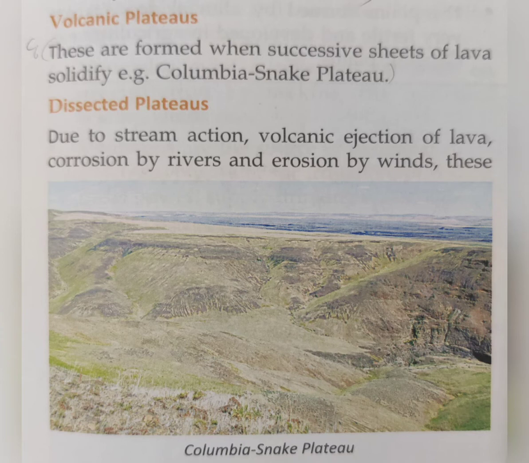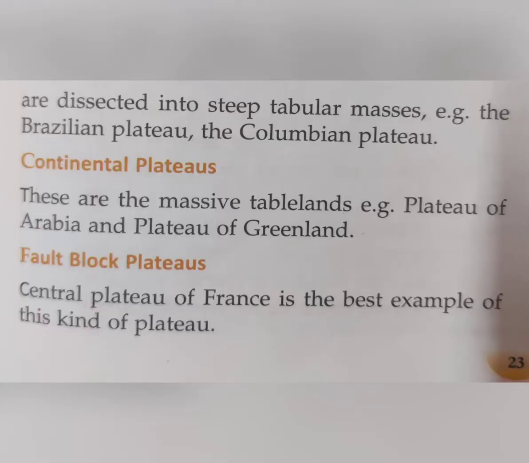The next type of plateau is the desert plateau. It is formed due to stream action, volcanic ejection of lava, corrosion by rivers, and erosion by wind. The photo shows the Columbia Snake Plateau. Erosion by wind cuts these into steep tabular masses. Examples are the Brazilian Plateau and the Colombian Plateau.